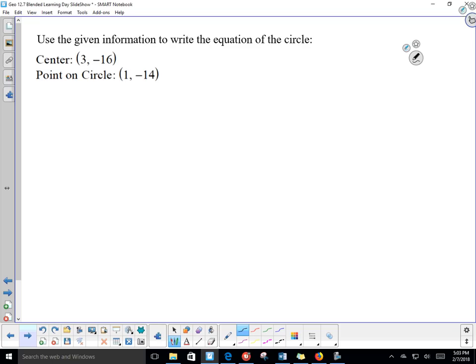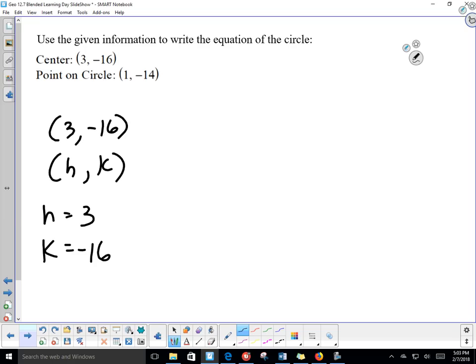All right, let's take a look at this example. It says use the given information to write the equation of the circle. The center of the circle is 3, -16. So that means that 3, -16 is going to be our h, k. So h is equal to 3, k is equal to -16. All right, and so far we know that the model is x minus h quantity squared plus y minus k quantity squared equaling the radius squared.